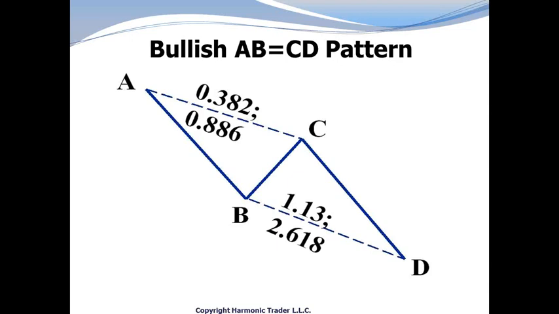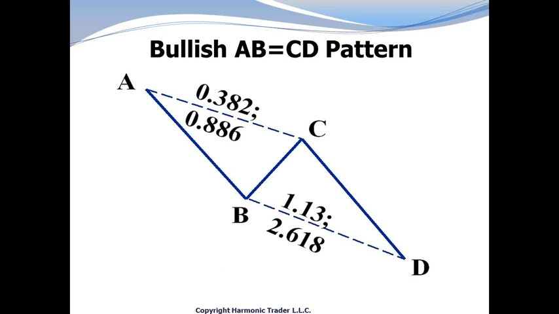Bullish AB equals CD pattern. This illustration shows the lightning bolt or equivalent bullish ABCD structure. If we look at the C point, depending upon where the C point retracement lies, this will dictate the extent and the type of BC extension that's usually employed.